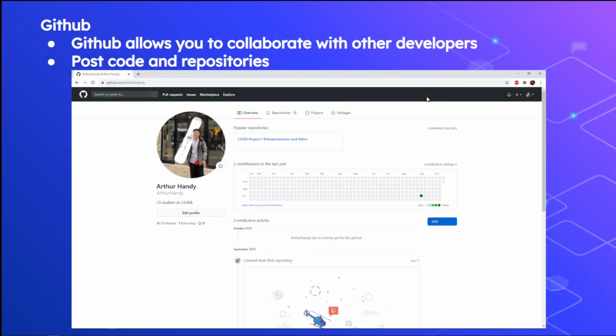I also have a GitHub account that I made. GitHub basically allows you to collaborate with other developers, and you can also post your code and make your own repositories.